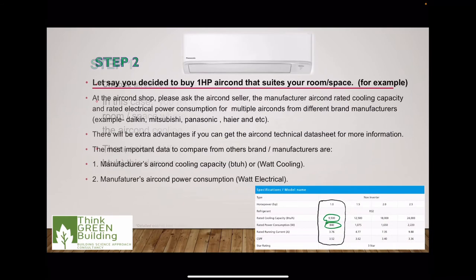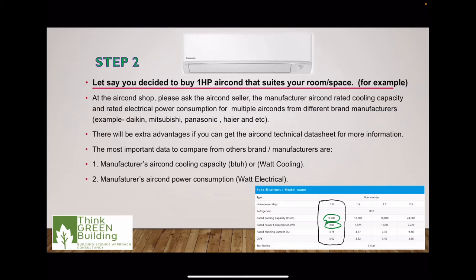Okay, step number two, let's say you decided to buy 1 horsepower. Let's say your room suits a 1 horsepower aircon. At the aircon shop, please ask the aircon seller or the manufacturer for the aircon rated cooling capacity and rated electrical power consumption.